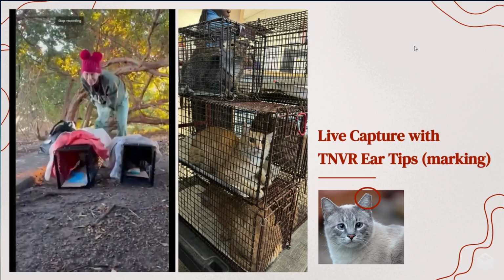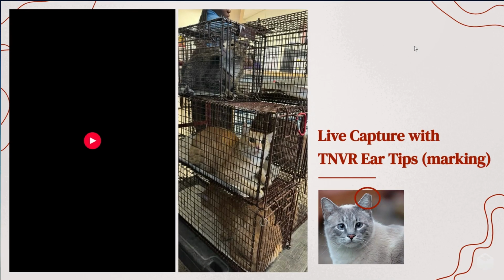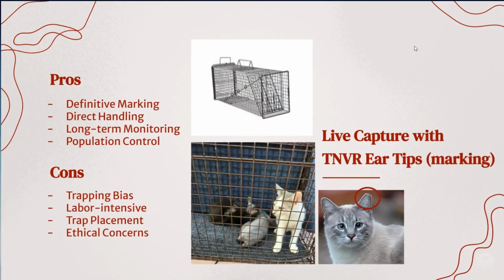Next, we have TNVR. TNVR is Trap, Neuter, Vaccinate, Release, which physically marks the feral cat by notching their ear. This approach consists of direct handling and subsequent monitoring using the visible mark, which assists in distinguishing which have been recorded, and this helps prevent recapture. We use single-door live animal traps and bait that we place inside the traps. Pros to this method are the definitive marking, direct handling, long-term monitoring, population control, while cons include trapping bias, as the cat could be trap-happy or trap-shy, labor-intensive, trap placement, and ethical concerns.